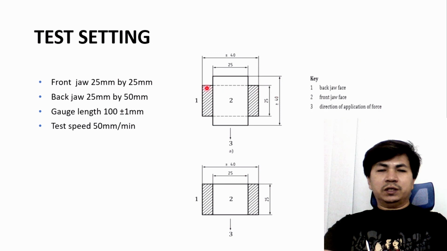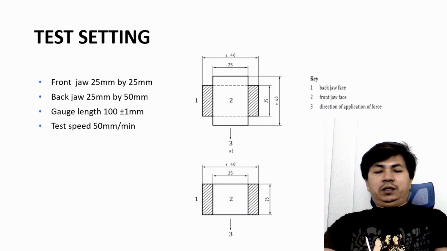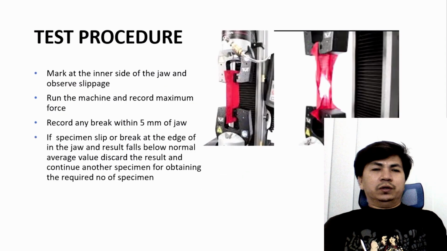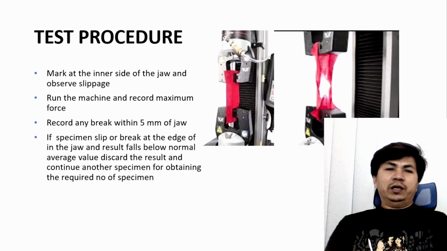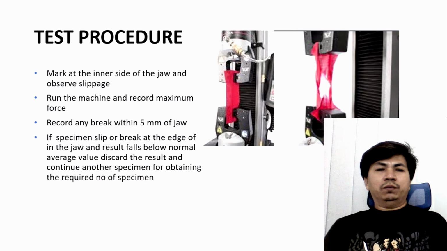So the same set of jaws is required for bottom gripping. This is bottom gripping and this is top gripping, and the distance from the top gripping to the bottom gripping is called the gauge length. So this distance is 100 millimeter. So the testing machine has all parameters already set.